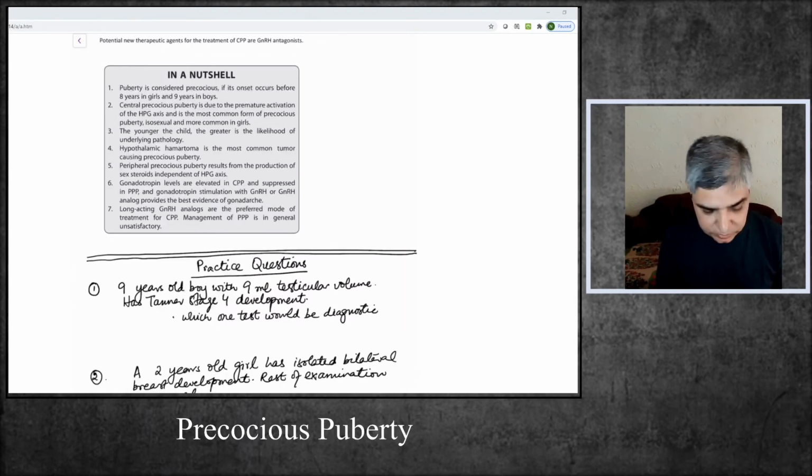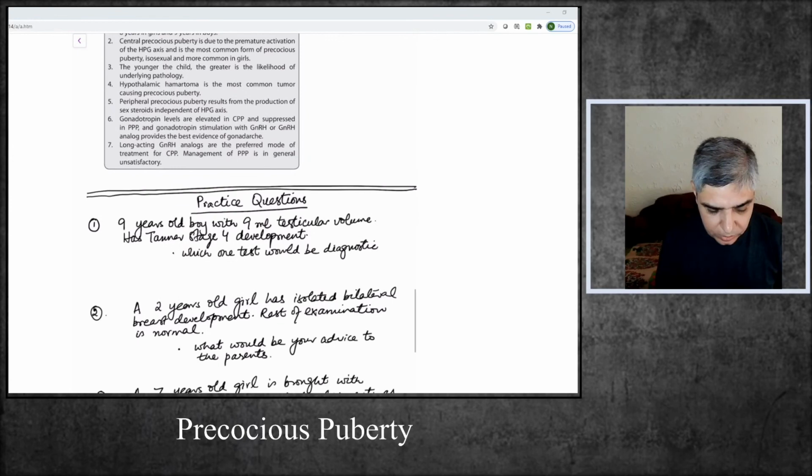So the first practice question is that, let's say you've been given a case scenario in an MCQ where there is a 9-year-old boy. They gave you this scenario that he's got 9 mL of testicular volume and he has got Tanner stage 4 development. So at 9 years of age, a child who's got 9 mL of testicular volume and has got Tanner stage 4 development, that is almost completing puberty. So which one test would be diagnostic? He is a boy, he is showing signs of central precocious puberty. One test that would be diagnostic would be MRI brain. I told you most of the time there will be an organic reason in the brain, so you have to do an MRI brain.